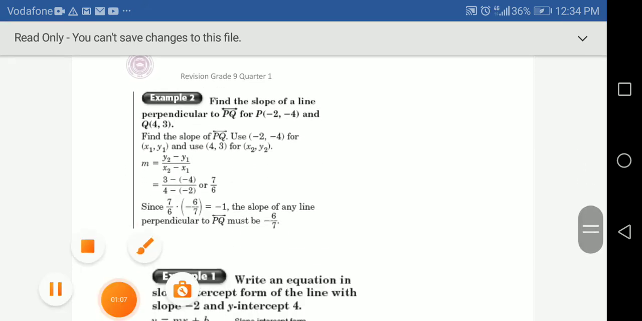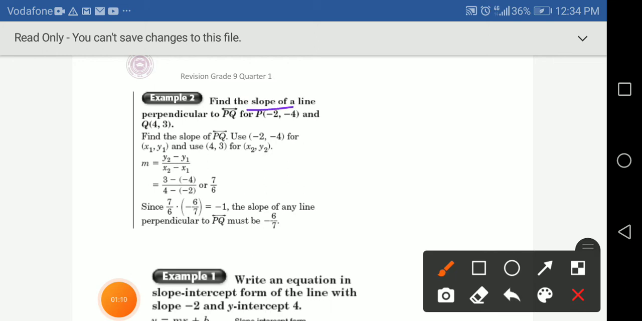Find the slope of a line perpendicular to PQ. Okay, here he asks me to find what slope. So this is the required. And this slope is perpendicular to a line. Perpendicular. So this is very important.